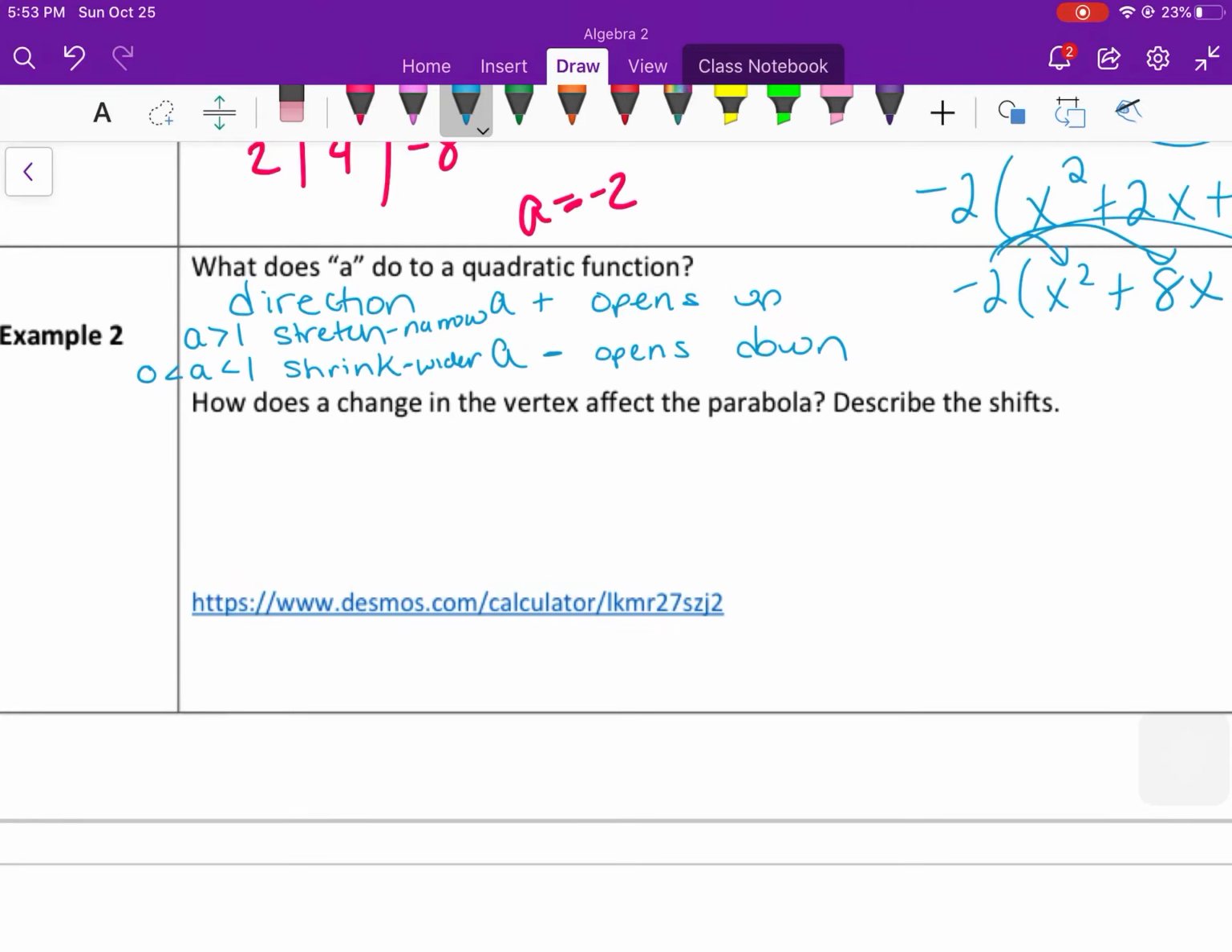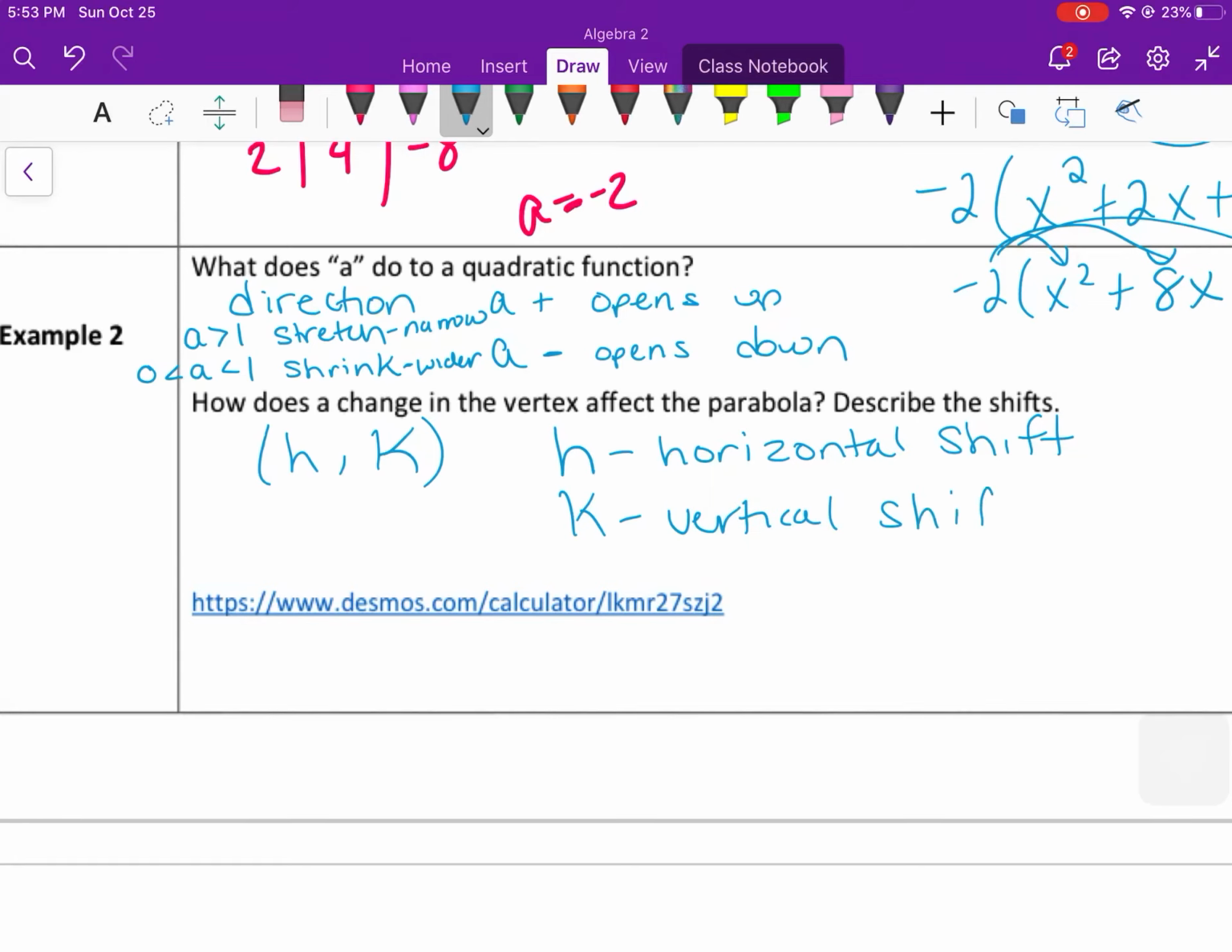How does the change in the vertex affect the parabola? So the vertex of a parabola, we'll call that (h, k). The h is the horizontal shift, so it moves the parabola to the right and to the left, and then the k is the vertical shift. Basically it's like the x and the y coordinate.